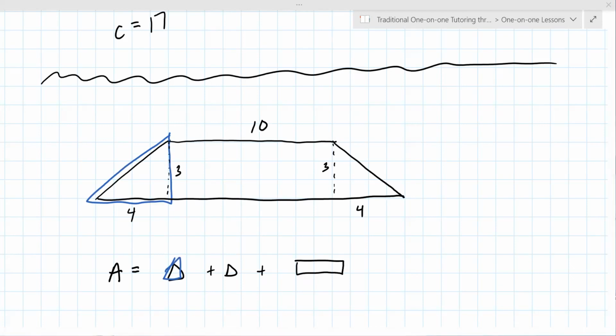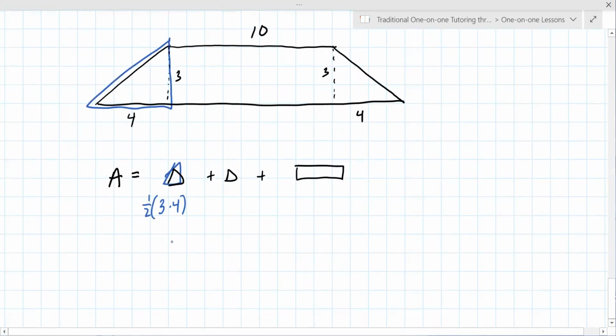Is it like the Pythagorean theorem? No, you just do base times height. 4 times 3 is 12, but then you have to take half of it because it's a triangle, and that gives you 6. And then the second triangle is also 6.